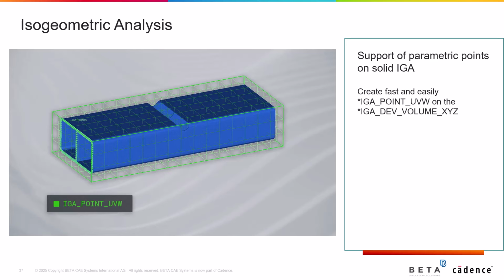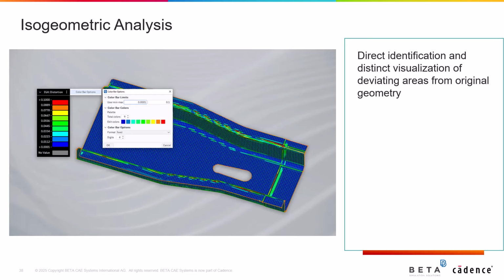Additionally, it is now possible to quickly and easily create parametric points on the supported solid IGA entities. A clear and quantitative indication of distortion from the original geometry is now available through fringe plot visualization. Users have control over the fringe bar, allowing for precise monitoring and analysis of the distortion.